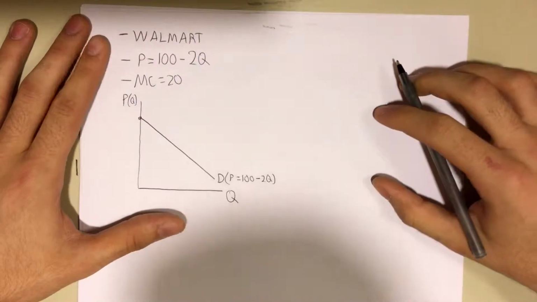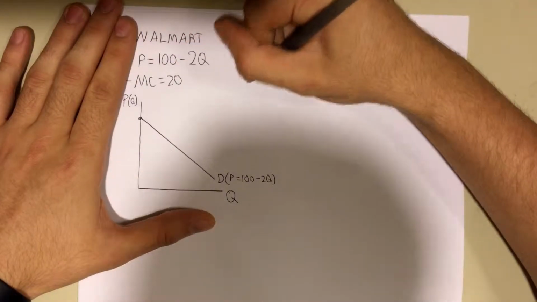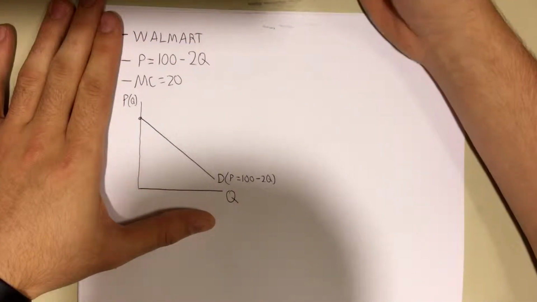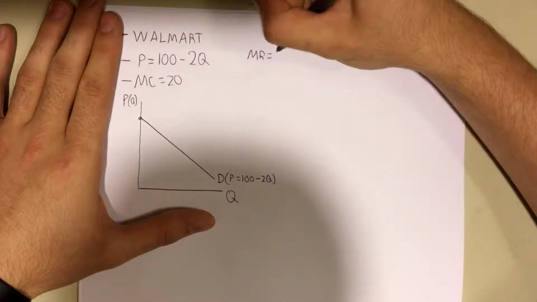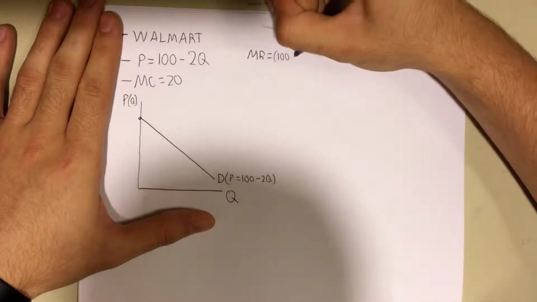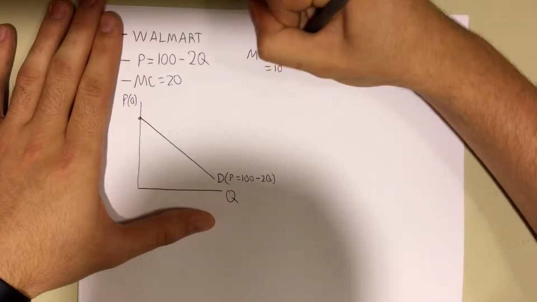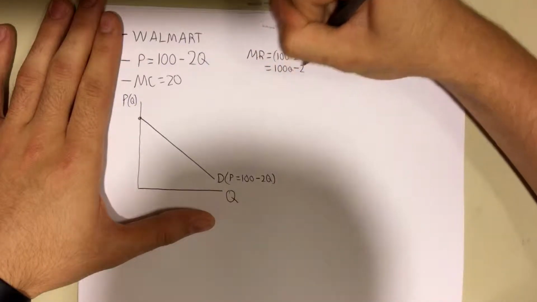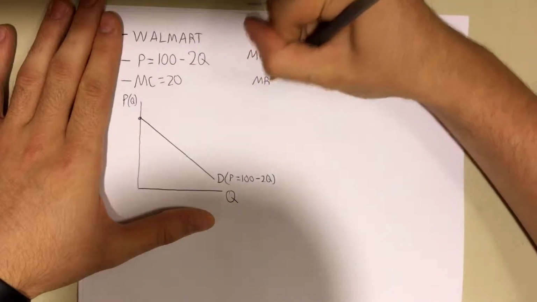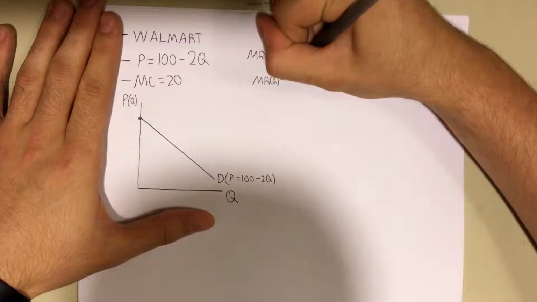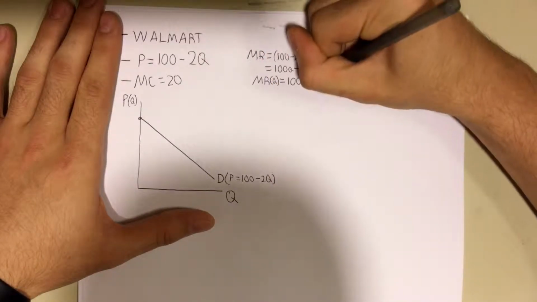Now we would like to find the marginal revenue. In order to do that, we will multiply the inverse demand function by Q and get 100Q minus 2Q squared. And when we take the derivative of that, we find that the marginal revenue with respect to Q is 100 minus 4Q.